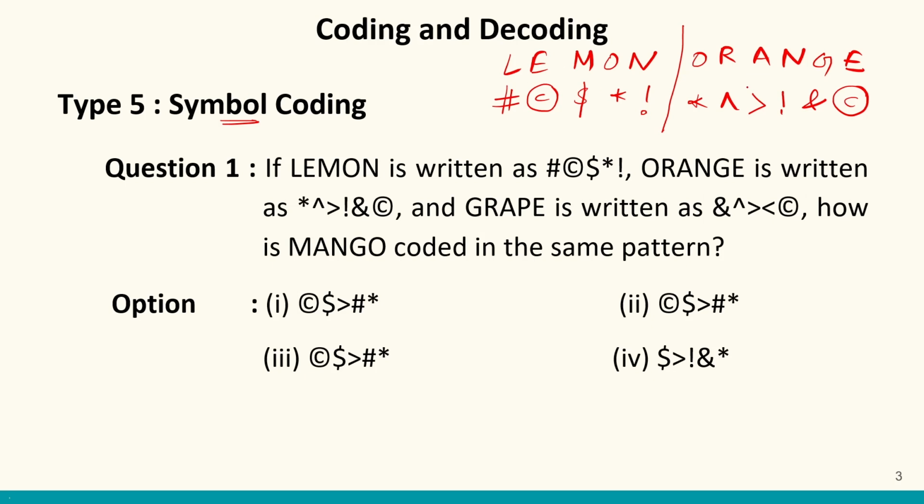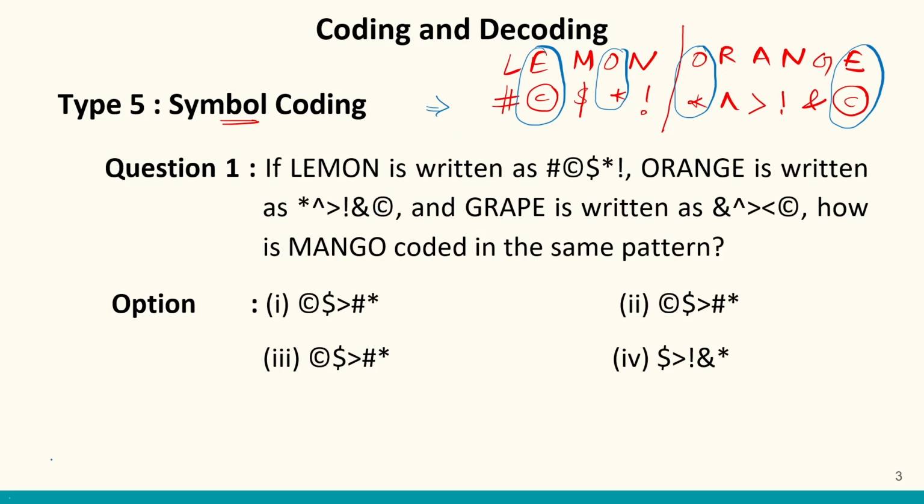So in this case, lemon is coded as this, orange is coded as this, and the code for grape is also given. I can clearly see that O is the common term and we have a symbol for O. Similarly, we have a symbol for E as well. So in this particular case, I can say that the symbols are not in jumbled up order. They are in sequence. So two possibilities arise: either the symbols are in jumbled up order or they are in sequence. In this question, it is in sequence.